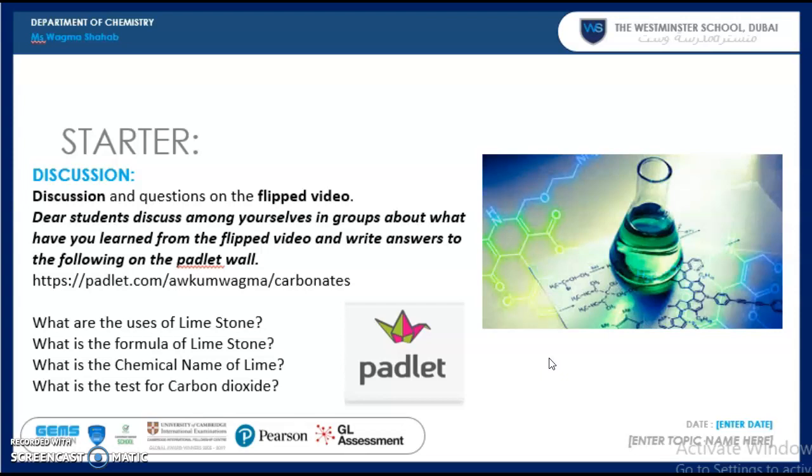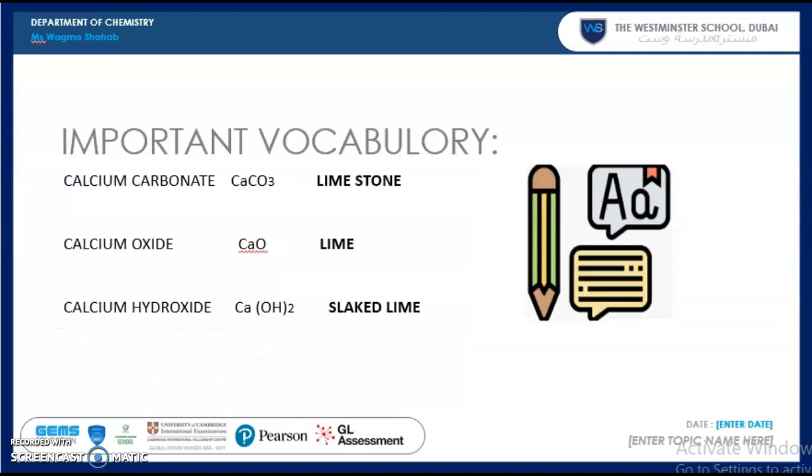Now, I hope everybody has written their answers in the Padlet wall. Now let's start with the introduction of limestone. But before that, you need to understand some important vocabulary.